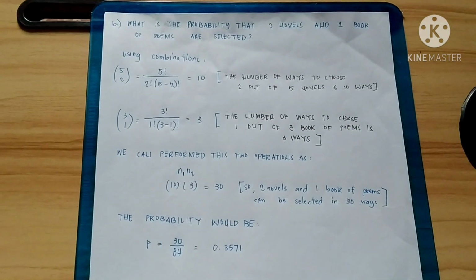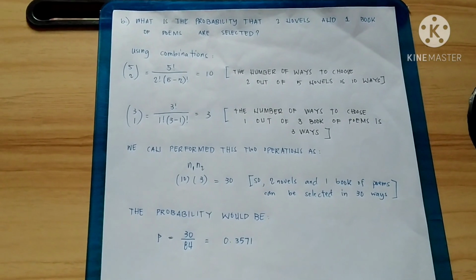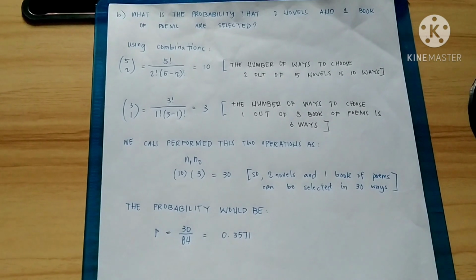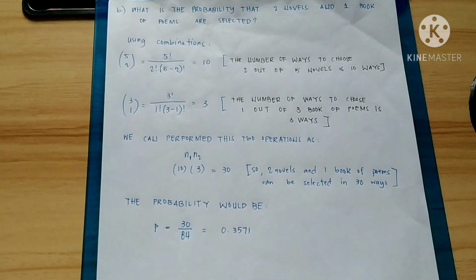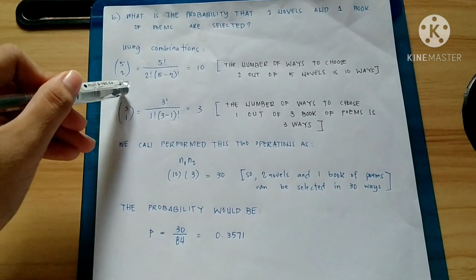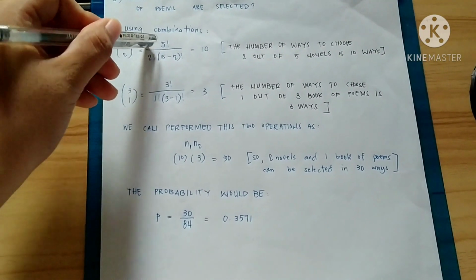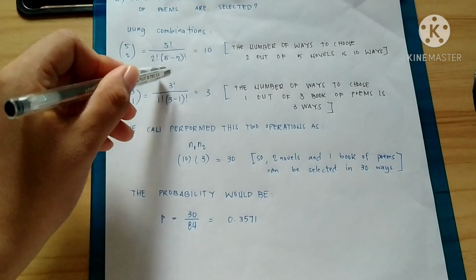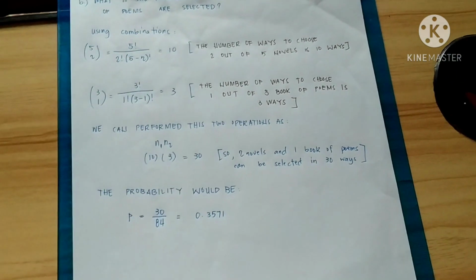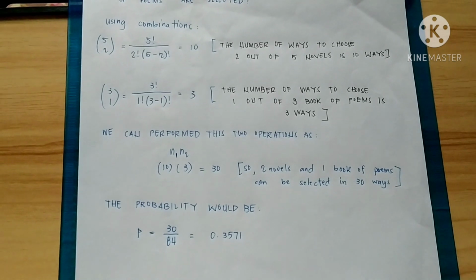For the last problem, we have: what is the probability that 2 novels and 1 book of poems are selected? So in here, we need to find the probability. So there are 5 novels on the shelf. We need to use combinations to calculate the number of ways that we can choose 2 novels. Using this formula, we have 5 factorial all over 2 factorial multiplied by 5 minus 2 factorial, which is equal to 10, which means the number of ways to choose 2 out of 5 novels is 10 ways.